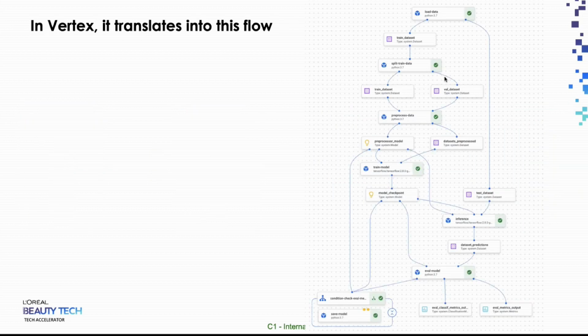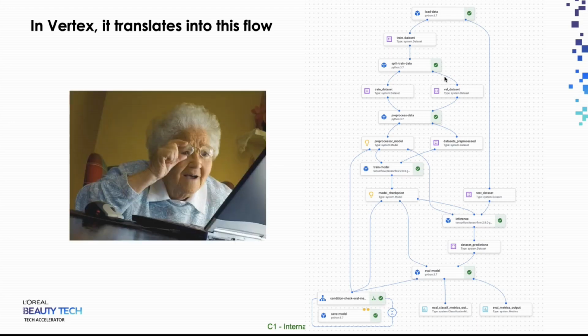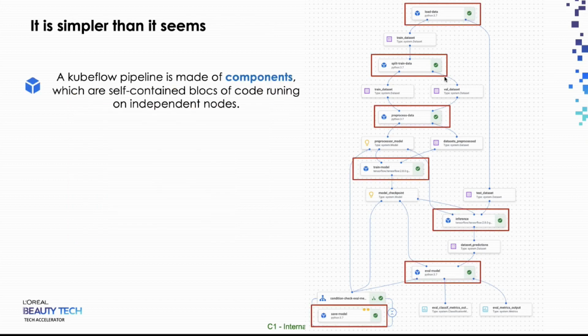So in Vertex, it looks like this, which looks kind of long and complicated with a lot of parts, but they're actually repetitive parts that are quite easy. They're components that make it up. So really, it's just a flow of steps that come one after the other, and the components are these individual blocks that run independently of each other.